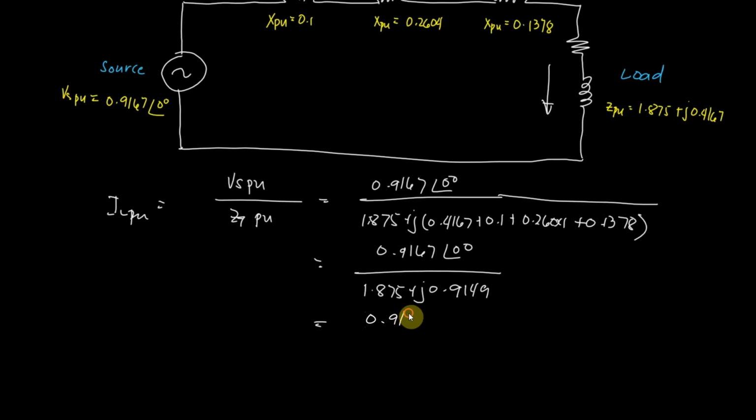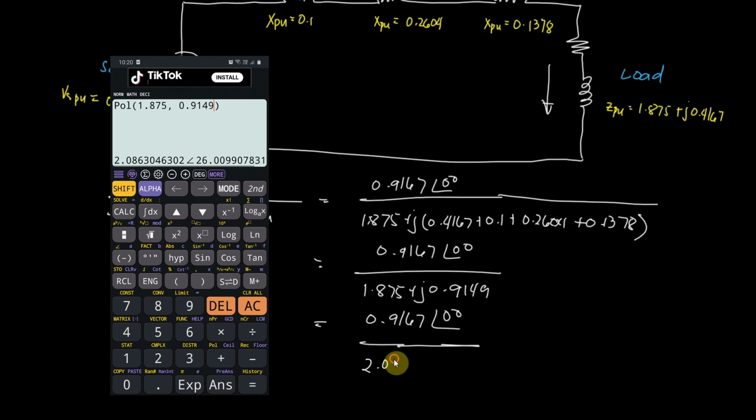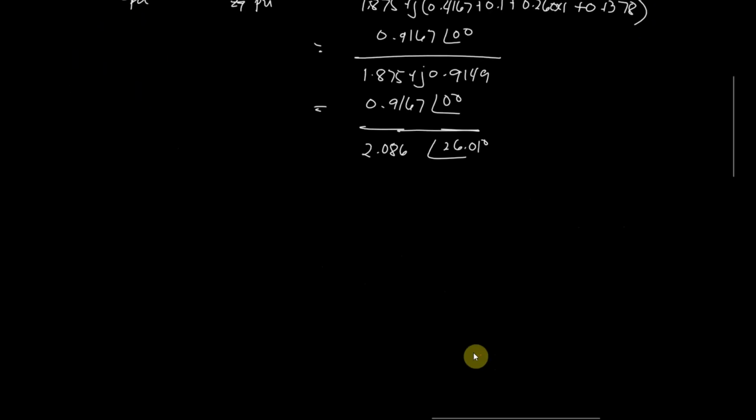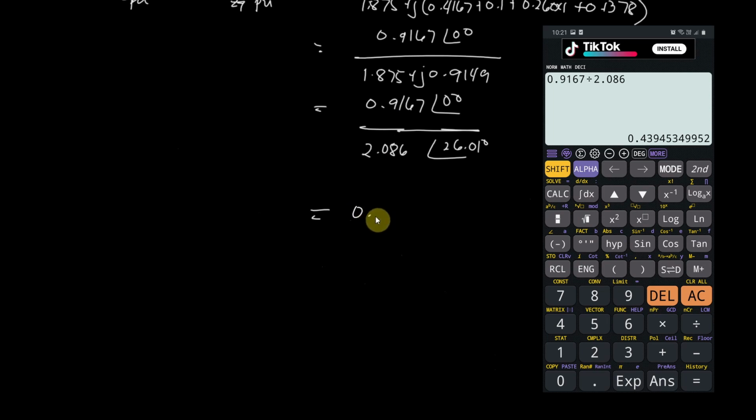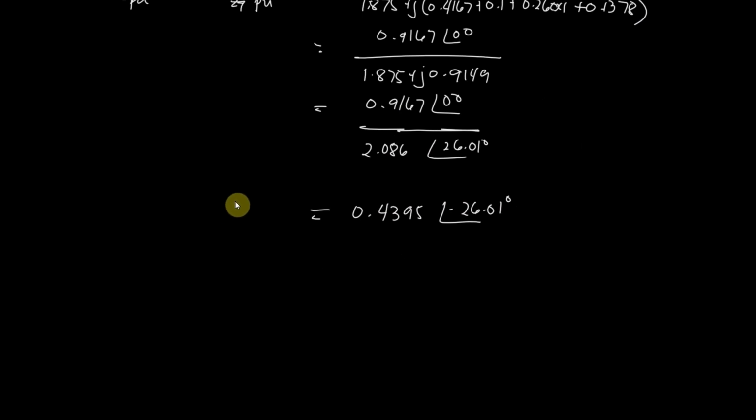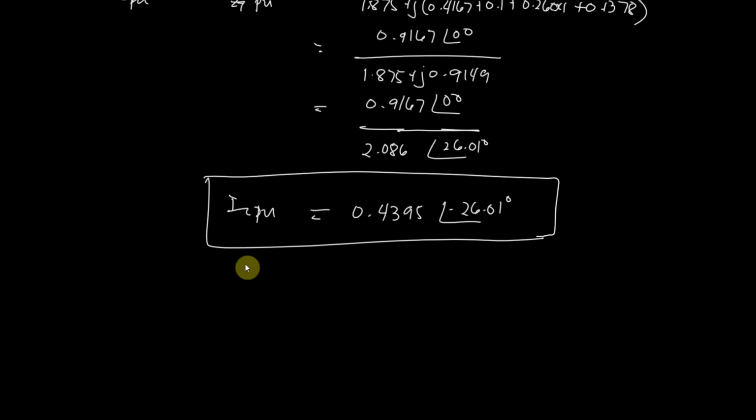So, magiging 0.9167 cis of 0. And then, itong ating denominator is equal to 2.086 cis of 26.01 degrees. Okay? So, pagka na-convert na natin yan, pwede natin ma-divide. So, 0.9167 divided by 2.086 is equal to 0.4395 cis of negative 26.01 degrees. So, yan yung ating I load per unit. Okay? So, yan yung sagot sa unang question na yung current in terms of per unit.